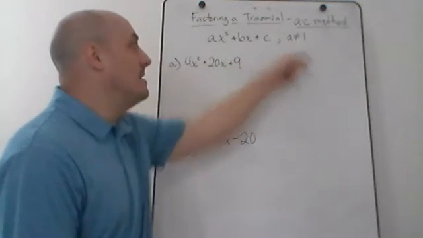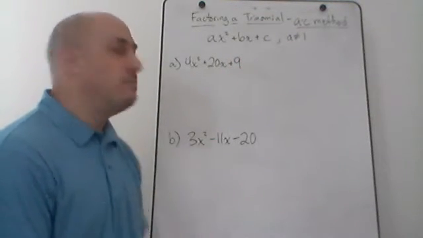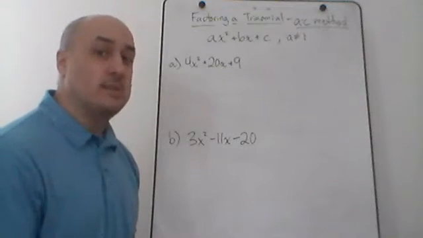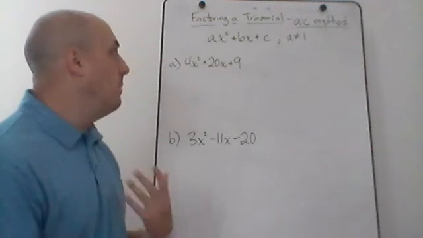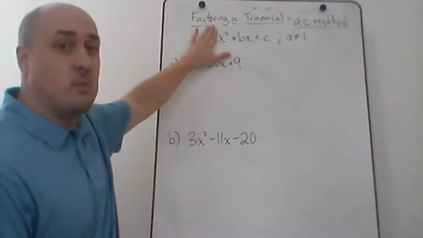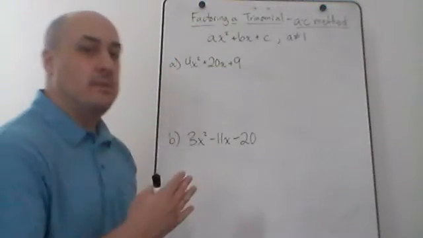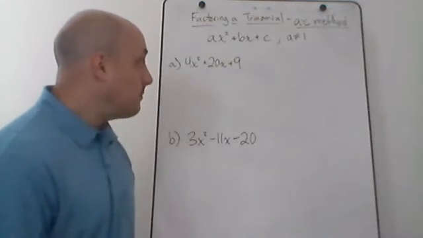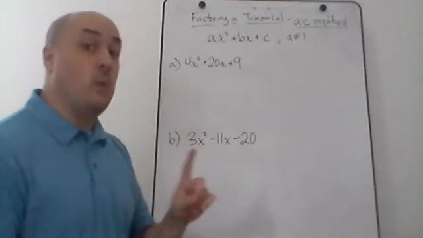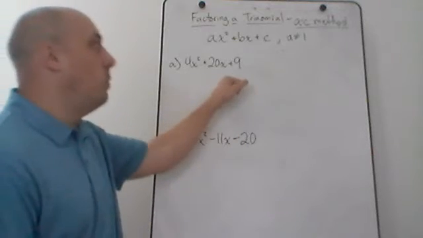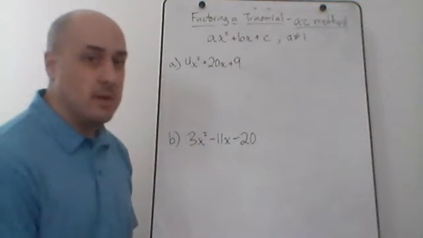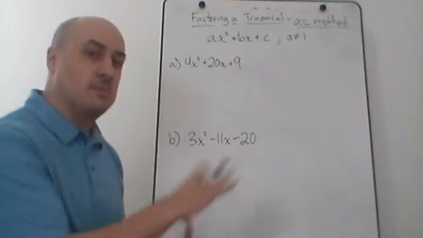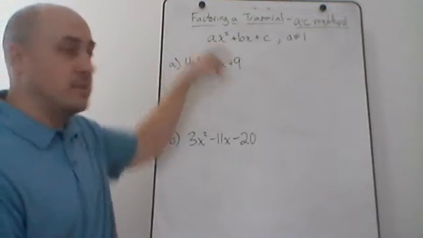And this is for when a is not equal to 1. Now, you can still use this method when a does equal 1. But when a is equal to 1 and it's just an x squared out front, there's an easier method to use, and I did another video of that called factoring a trinomial. So you might want to check out that video, although this AC method also works when it's a 1x squared. It's just kind of overkill. There's a simpler way to do it.